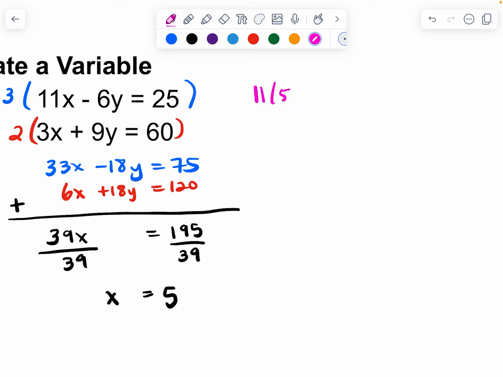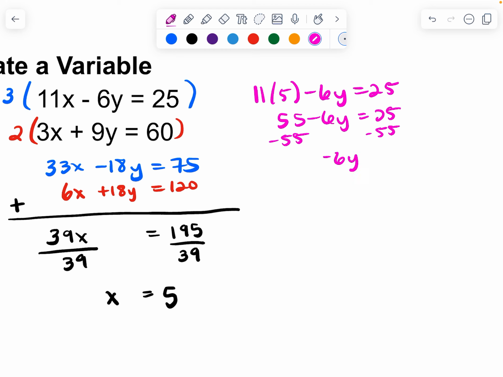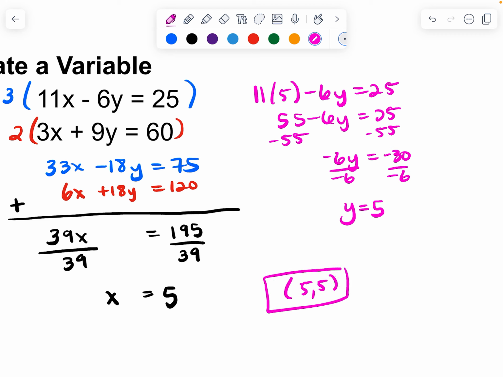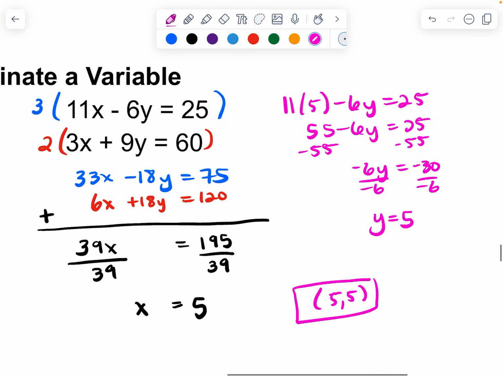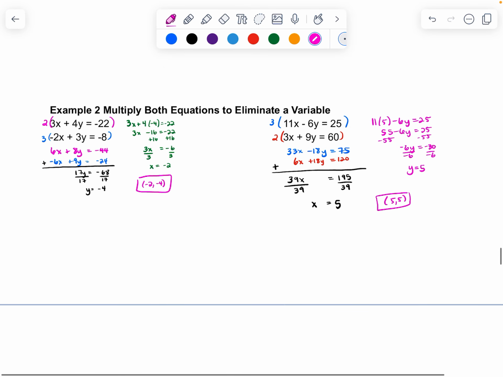11 times 5 minus 6y equals 25. I get 55 minus 6y equals 25. Subtract 55. I get negative 30. I divide by negative 6. And I get y equals 5. So that's the point 5, 5. Okay. And again, plug it back in. Make sure you have the right number.